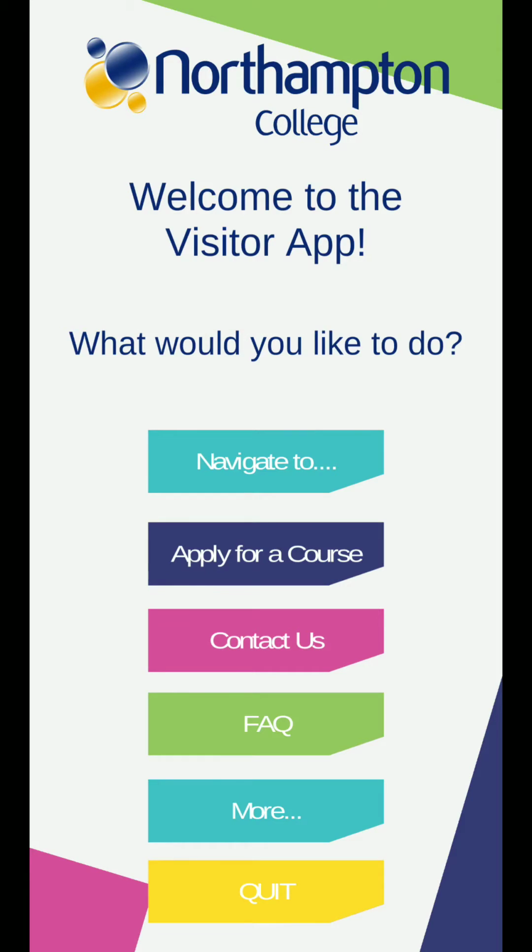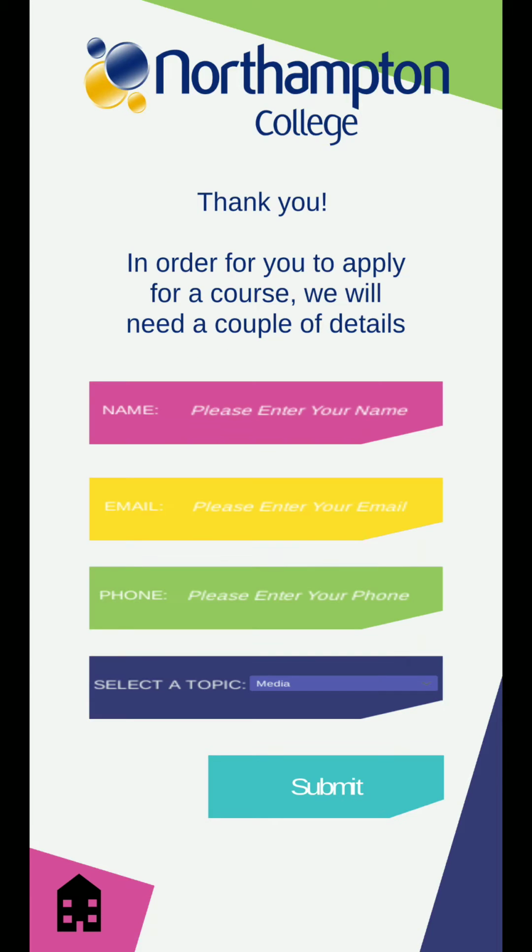Going back to the home screen now, we can have a look at a couple more of the options the app provides. The Apply for a Course option will allow the user to enter a couple of details such as their name, phone number and so on to be able to apply for a set course. You can then also, at the bottom here, select a topic where you can choose from a number of different options. You can of course add more to this in future versions of the app. And then you can submit that just by pressing the submit button just here.